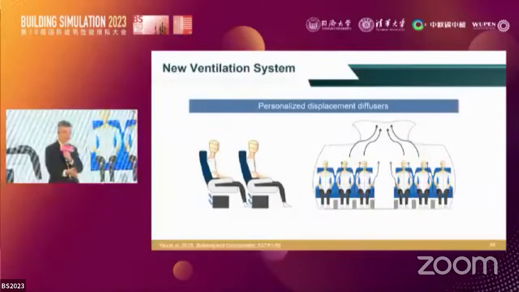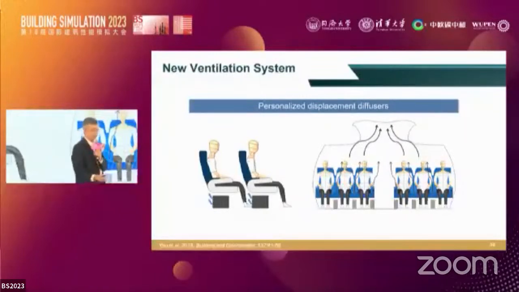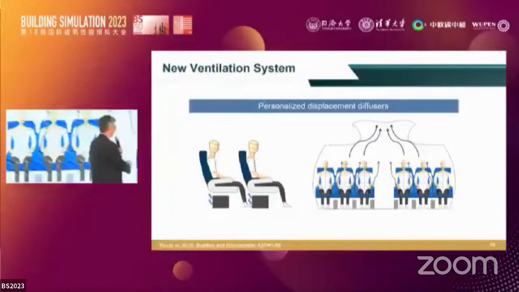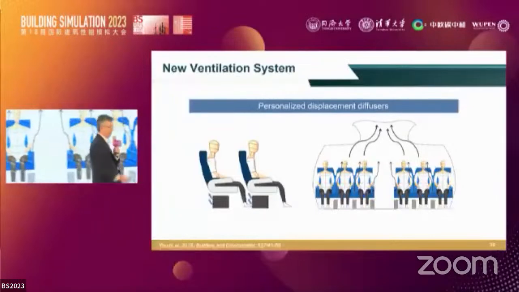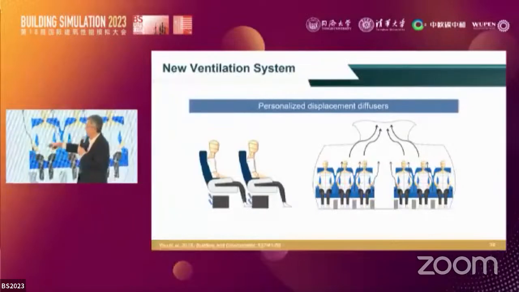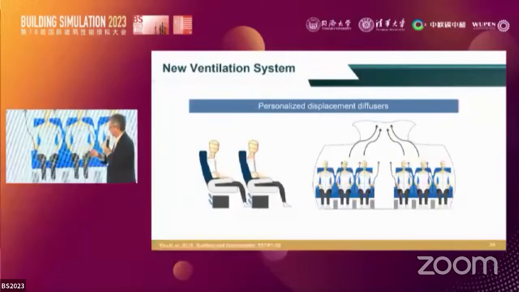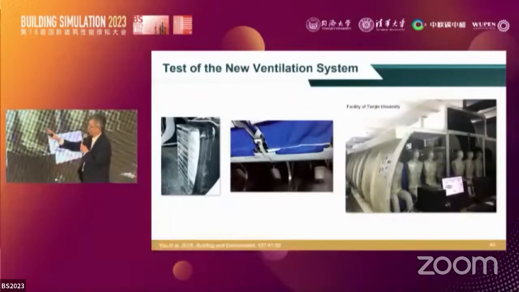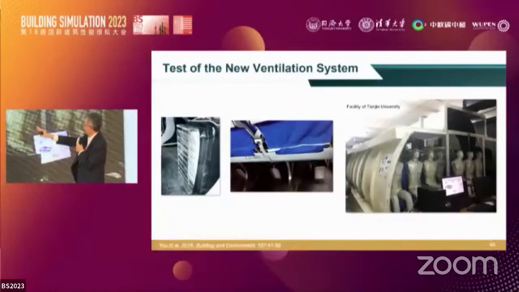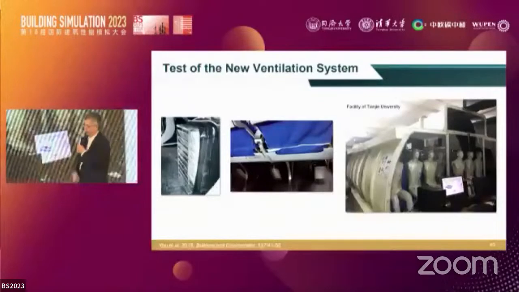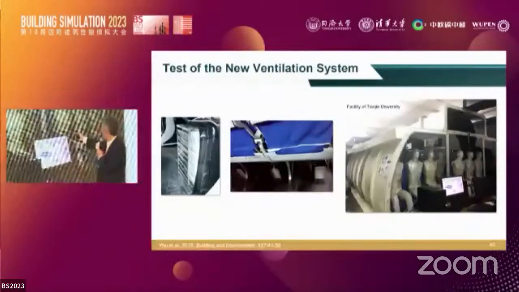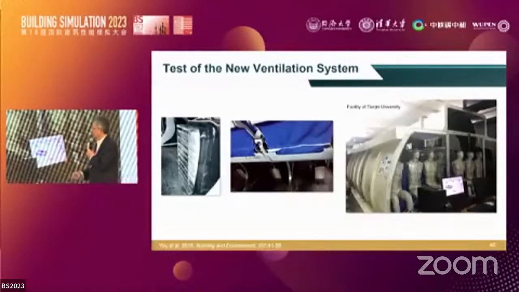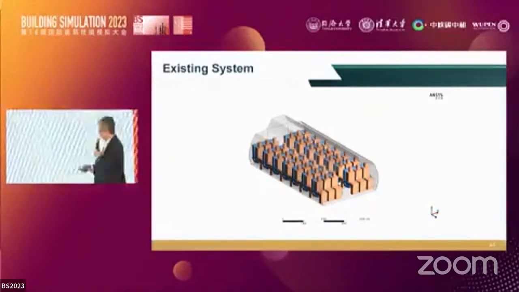So you see there are a lot of electronic boxes there. Then you supply the air from displacement ventilation, and instead of complete mixing, you try to extract the air at the top. So this is how the real physical system in our lab looks like. And we implemented this into a cabin mock-up. So as a result, I wanted to show you this.